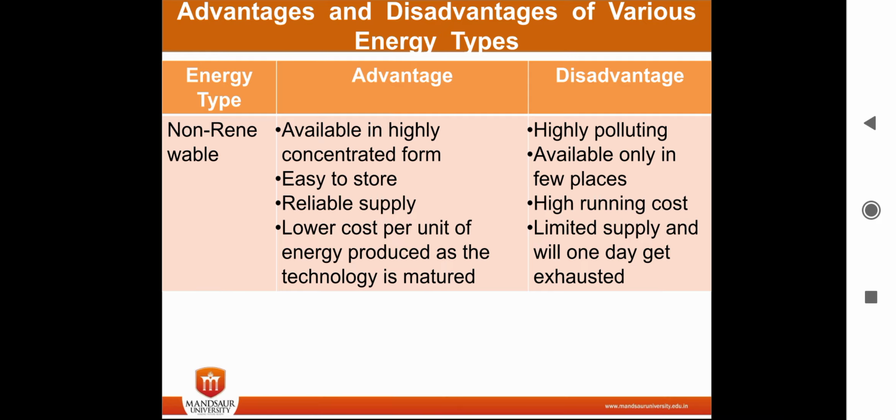Currently, the per unit cost of energy is more compared to other types. The second is non-renewable. It is available in a highly concentrated form, easy to store, with a reliable supply and low cost per unit of energy. But the disadvantages are that it is highly polluting, available only in a few places, has a high running cost, limited supply, and will one day get exhausted.